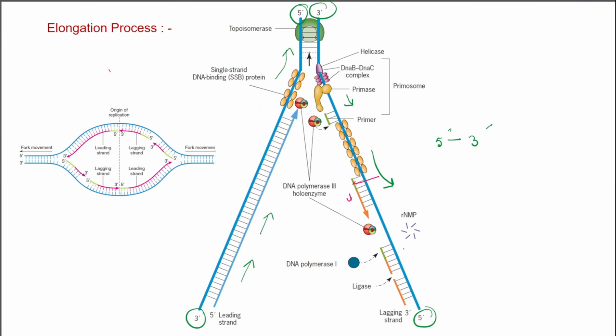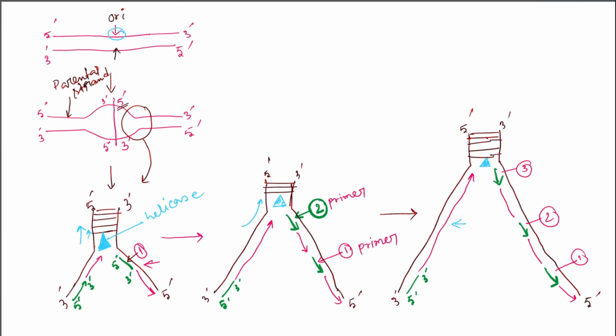Each fragment begins with a new primer. This is a primer and this is a primer. So multiple primers are required. The clamp must be reloaded for each Okazaki fragment. This strand is synthesized discontinuously. This strand is called the lagging strand. This is the picture where you can easily understand how the lagging strand is synthesized.